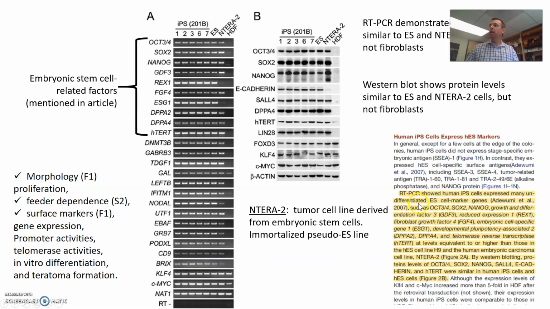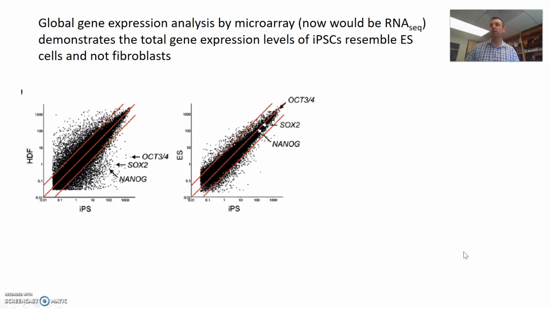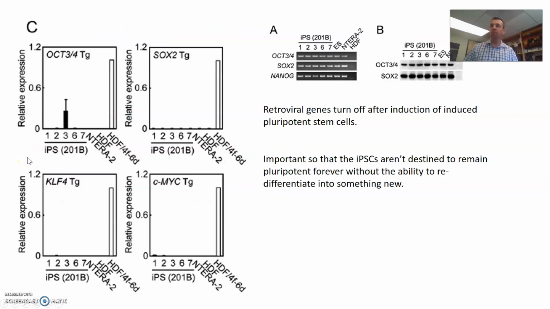Right? And again, this was all derived by going back and forth between the results and the figure as I went along. Global gene expression also showed that iPS cells were more similar to embryonic stem cells than the iPS cells were to the original fibroblasts that they were derived from.